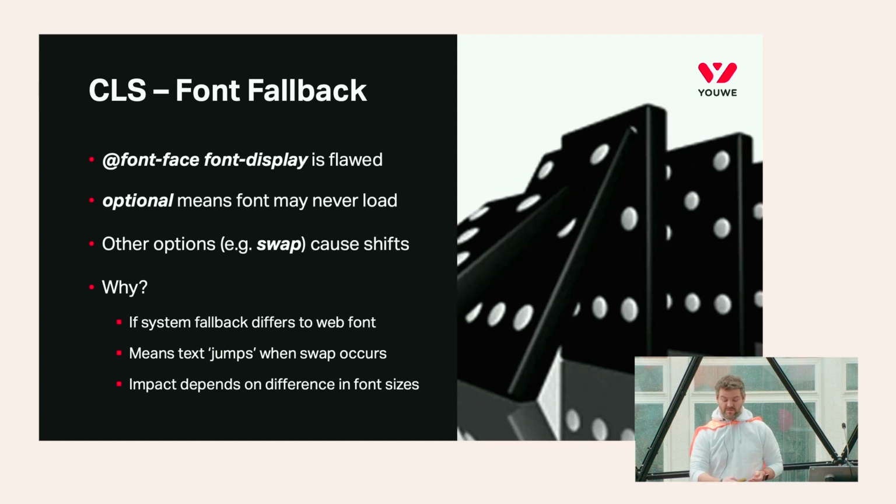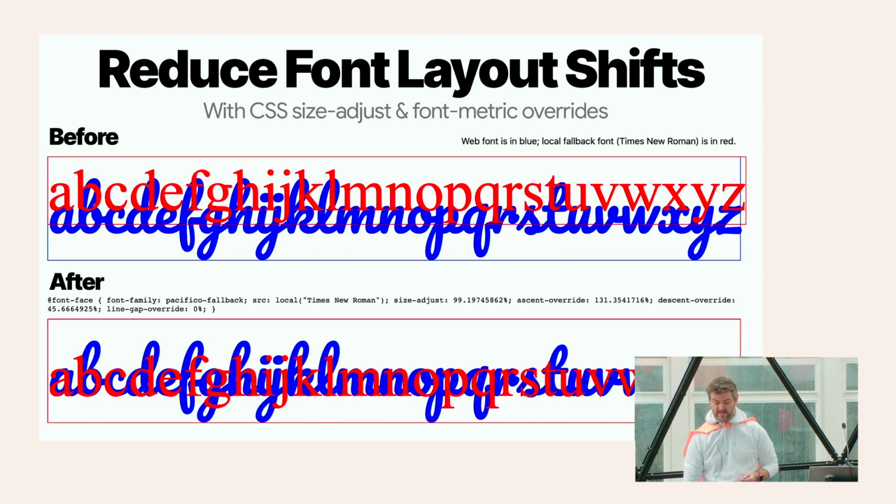So when one swaps out, let's go to the next slide. On this slide, we've got Times New Roman, which is our local font in red, and we've got our nice scripty blue web font. And you can just see in the before how much of a layout shift that's going to cause when one swaps to the other. And yeah, so the vertical, and it can be horizontal as well, not so much in this case. But yeah, it can have quite a pronounced shift.